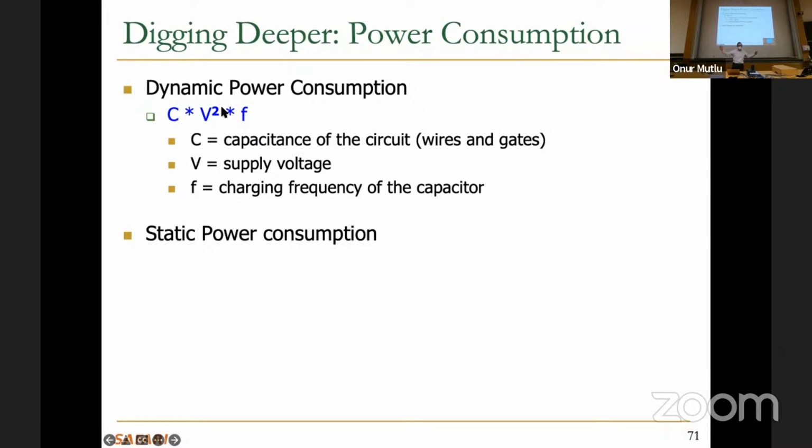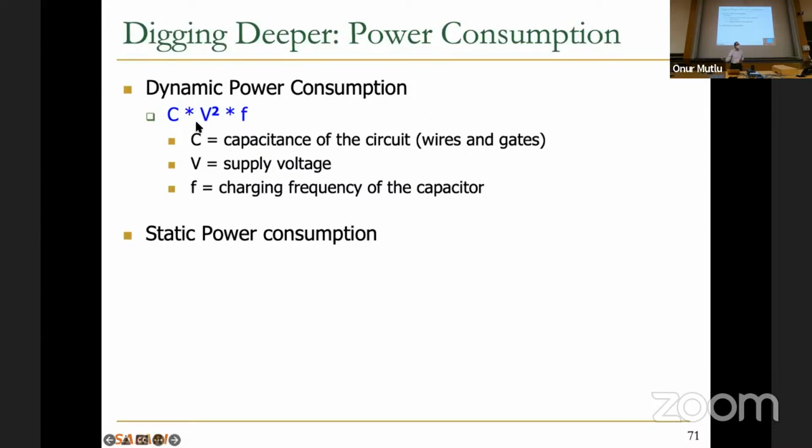So if your circuit is big, it consists of big capacitors. If your supply voltage is high, if you're charging and discharging frequently, then you're consuming a lot more power than otherwise. And you can see that voltage is actually squared. So that's why people want low voltage circuits. If you have low voltage, then your power consumption goes down quadratically.